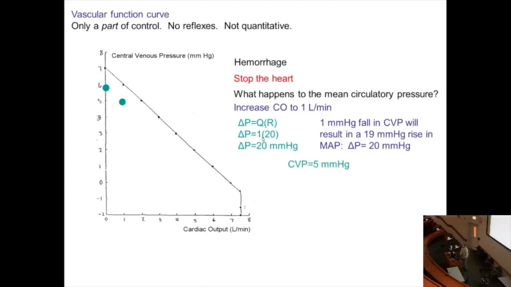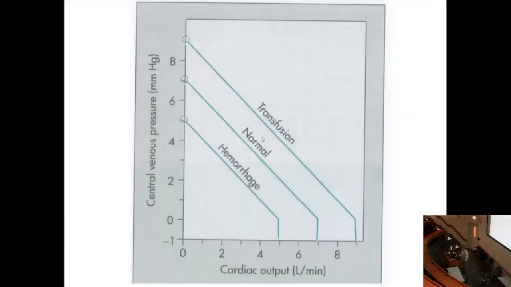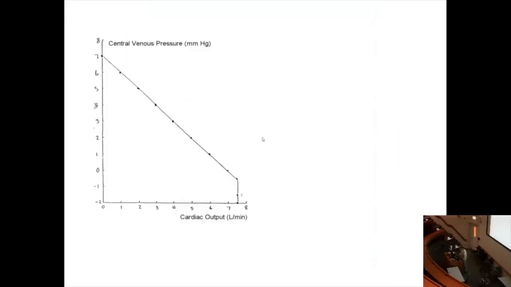And as you might guess, based upon those 2 dots, we have a parallel shift in the line. Okay? And you get a shift downward. And if I give blood, then I get a shift upward, like that. Okay? Increased blood volume, shift upward. Decreased blood volume, shift downward. Okay? So there's our central venous pressure cardiac output relationship.